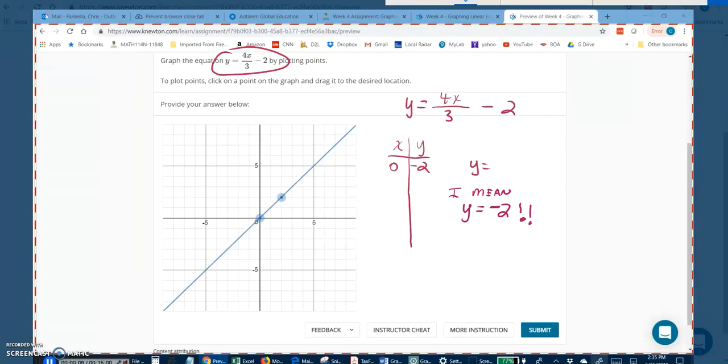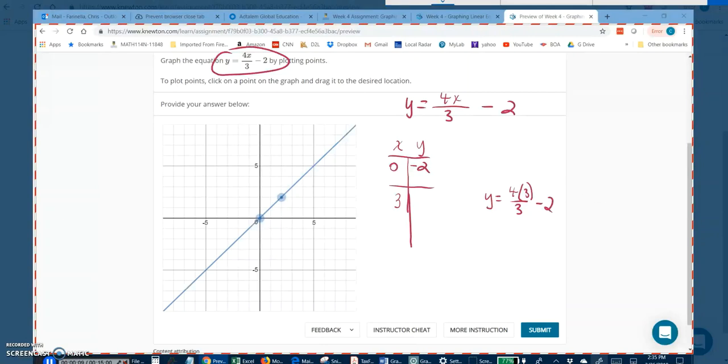Now, we want to plug in another value for x. Let's not use 1 or 2, because if we use 1 or 2, we're going to end up with 4/3 or 8/3. That's no fun. Let's plug in 3 for x. So we have y is equal to 4 times 3 divided by 3 minus 2.